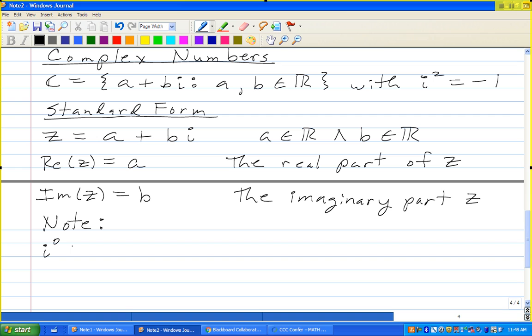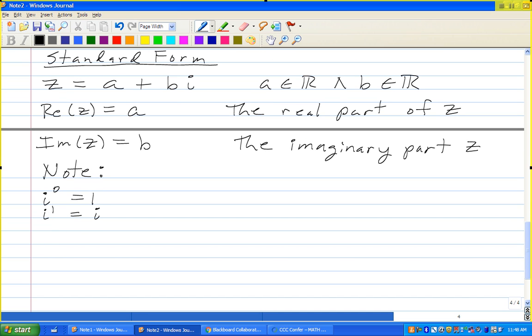So note that i to the 0 is 1. i to the first is i. i squared, well, we said that i squared is -1. i cubed is just i squared times i, but i squared is -1, times i is -i. i to the fourth is just i squared times i squared, but i squared is -1, times -1 is +1. i to the fifth is just i to the fourth times i, but i to the fourth is 1, times i is i. i to the sixth is, well, i squared quantity cubed, (-1) cubed is -1.